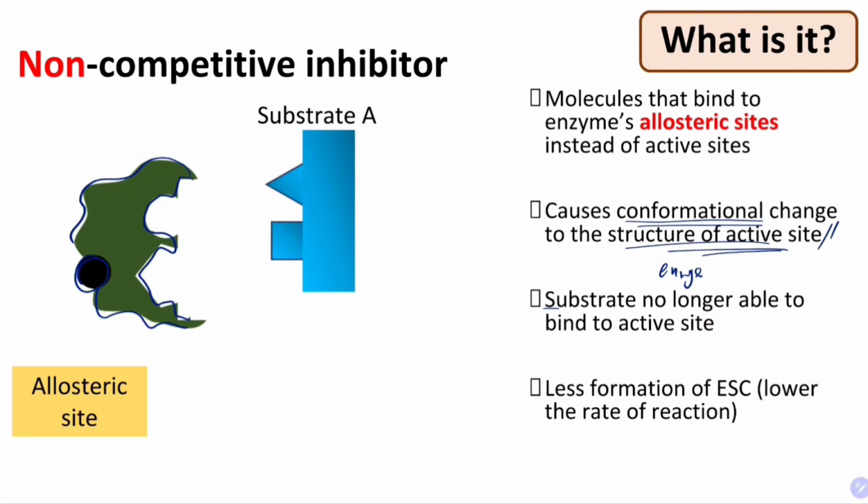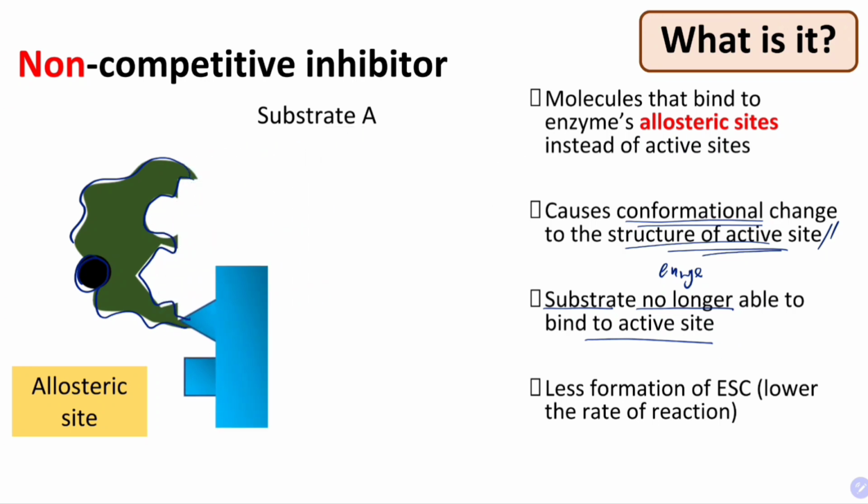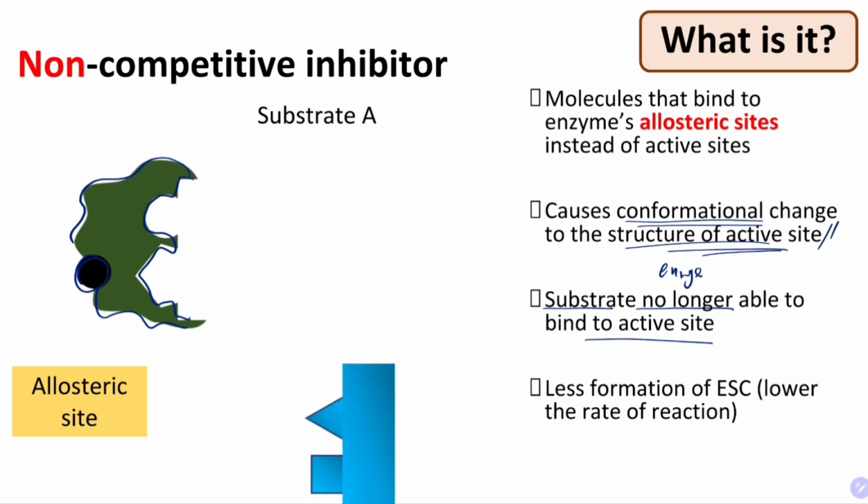So kesannya substrate can no longer bind to the active site. So substrate ni tak boleh nak bind to the active site. So when the substrate cannot bind means less formation of enzyme substrate complex, okay, which also means lower the rate of reaction. So kita boleh nampak between competitive and non-competitive inhibitor, dia punya main effect dia adalah sama, iaitu untuk reduce the formation of ES complex and then reduce the rate of reaction.